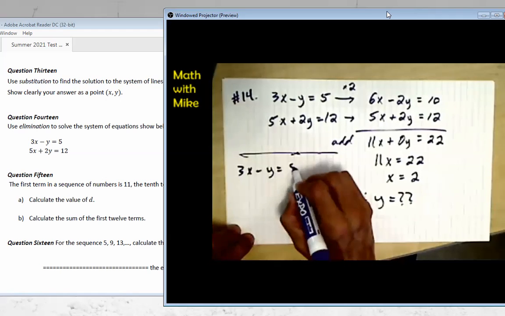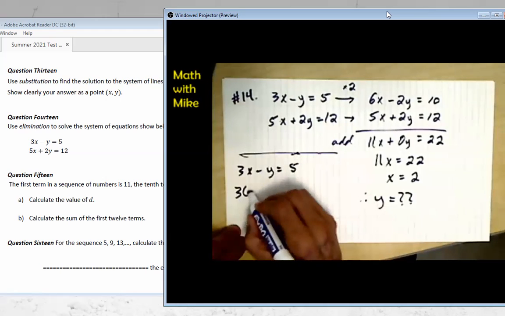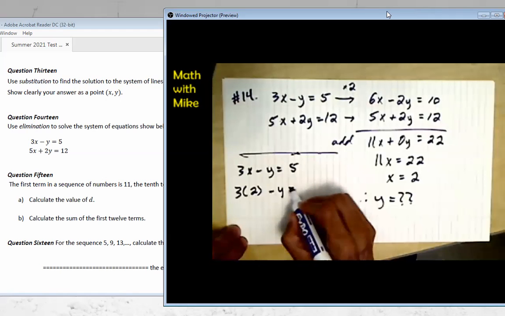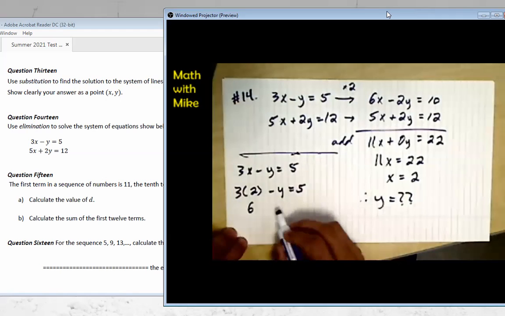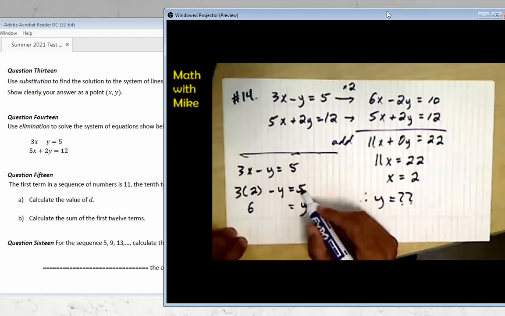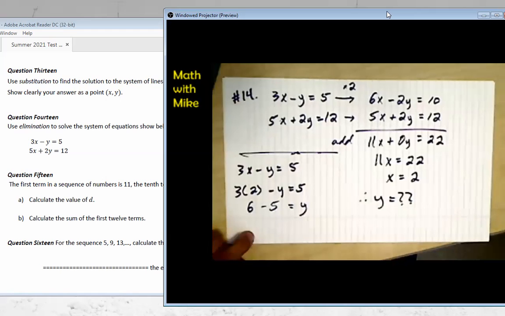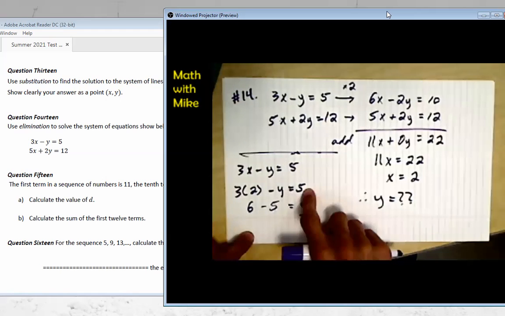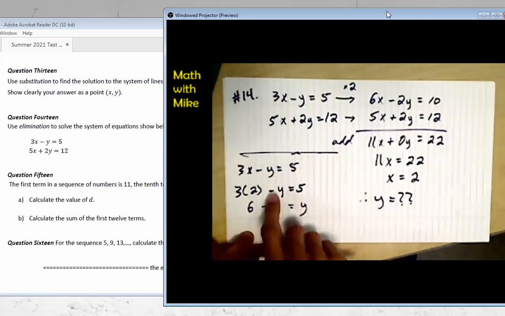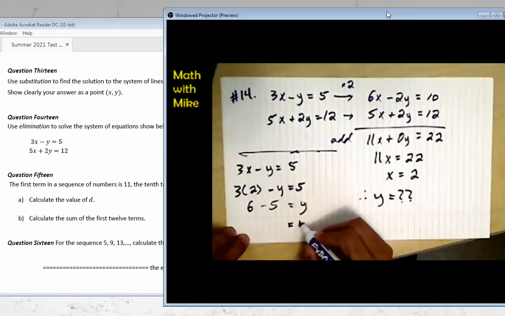3x minus y is equal to 5. The x we just found is equal to 2. So that's a 6. I want y to be positive, so I'm going to move it to the other side. That means we're going to move the 5 over to the left, and it'll be negative. So some pretty fast switch in there. Notice 5 is positive, it switches over because it's negative. Y is negative, switches over positive. So y is equal to 1, even though it's on the right-hand side.